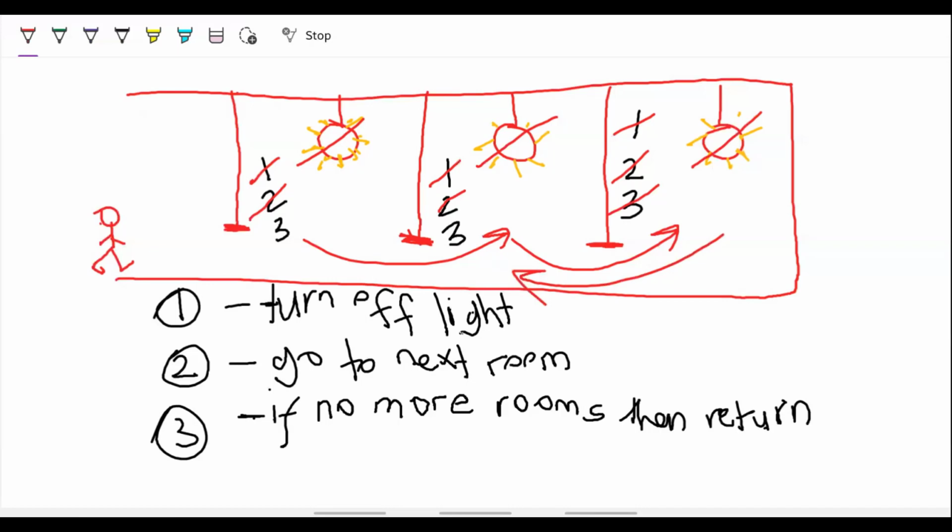Then number 3 was left in this room, and number 3 says if no more rooms left, then you return. So there are no more rooms left, you return. Then again number 3 says if no more rooms left, then you return, and then you are out. So this basically is a simple definition of recursion.